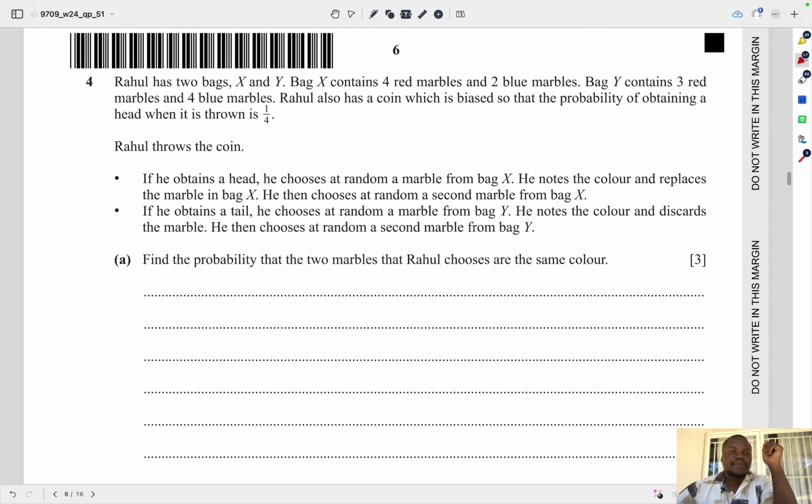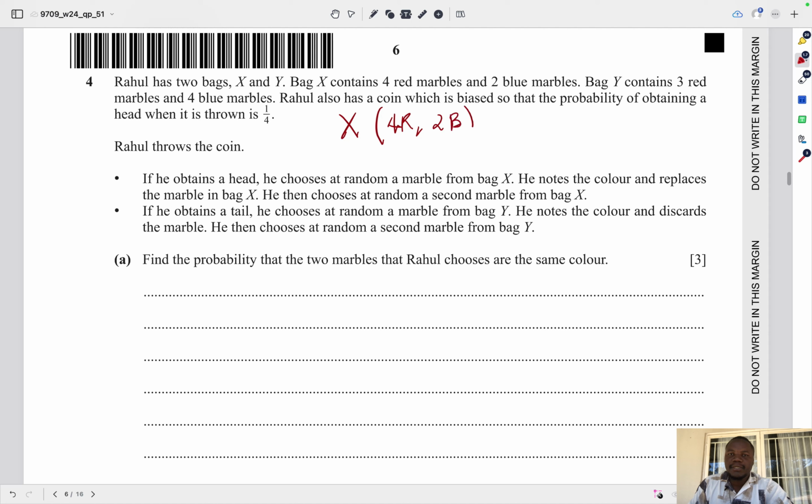Now, question number 4 here is on further probability, and a very nice question. So there is a person, Rahul, who has 2 bags X and Y. Bag X contains 4 red marbles and 2 blue balls. So I love to sometimes simplify this. I'm going to write this that X has 4 red and then 2 blue.